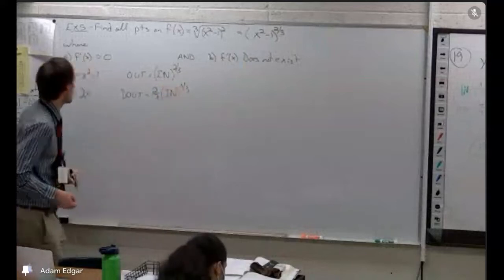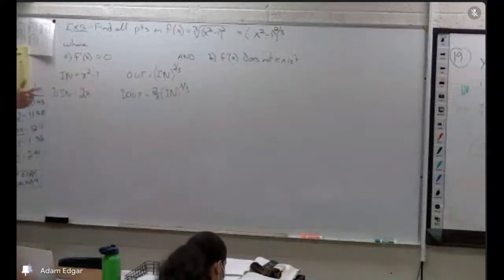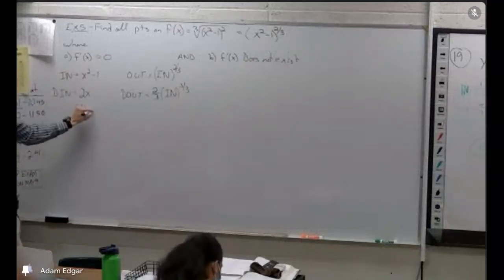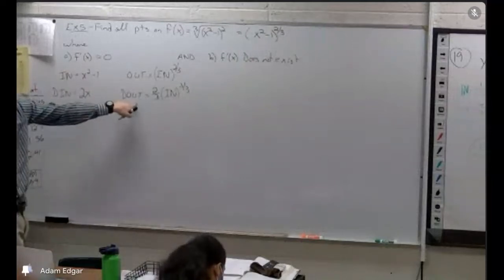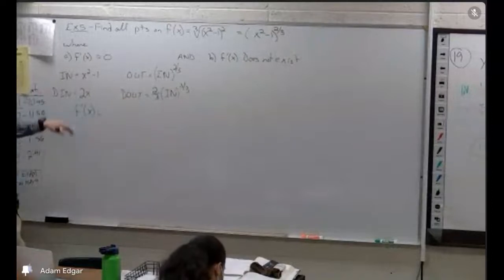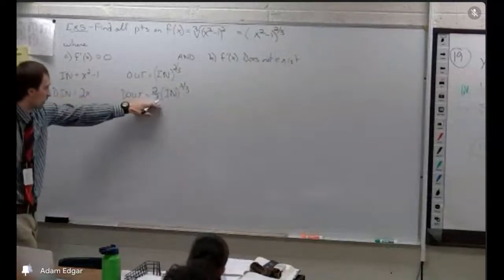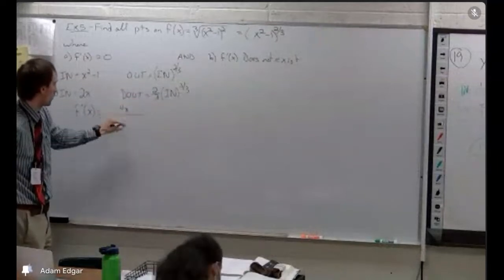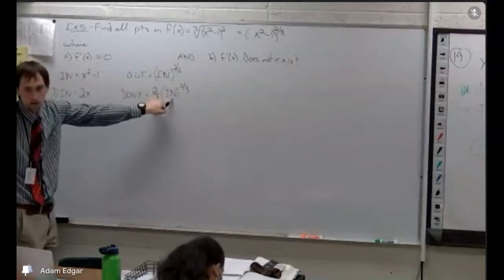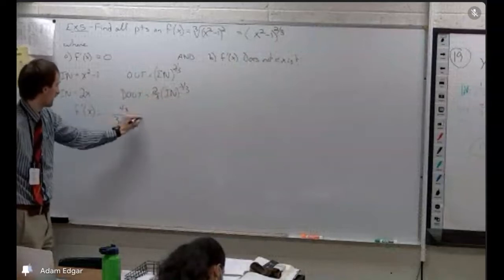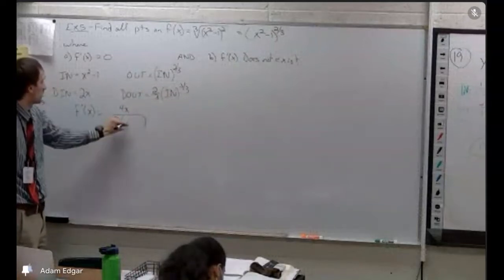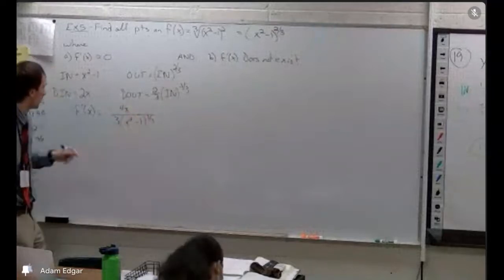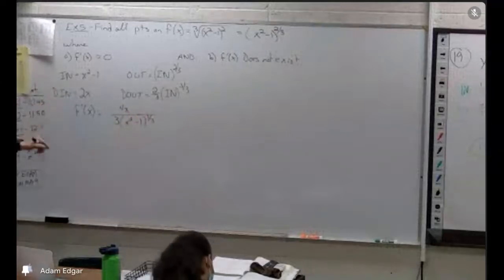So you got your d in, d out, mush them together. And you got f prime of x. What do we do with d in and d out? How do we mush them? Multiply them. What's 2x times 2/3? 4x over 3. Where are we going to put in? In the bottom. What is in? And what is it raised to? The 1/3. So that's your derivative. Ta-da! So that's step one.